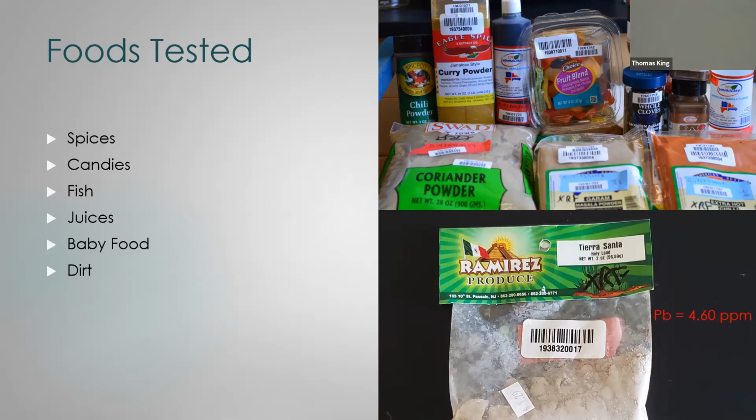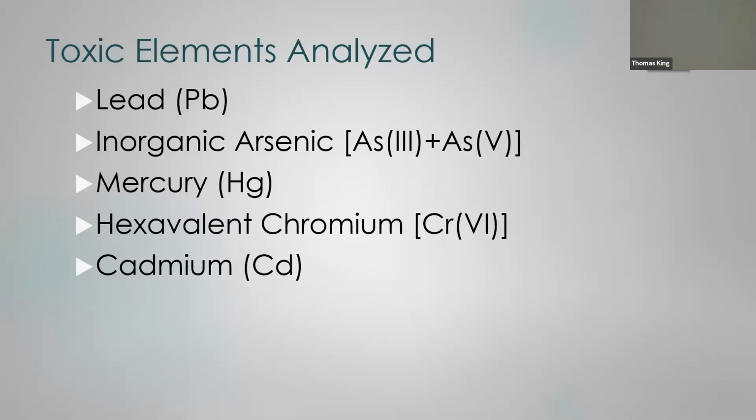And we also analyzed rice for inorganic arsenic. Next slide. And these are the toxic elements that we analyze for. Lead, inorganic arsenic, which is arsenic 3 and arsenic 5. The 3 and the 5 refer to the number of valence electrons. Mercury, hexavalent chromium, and cadmium.